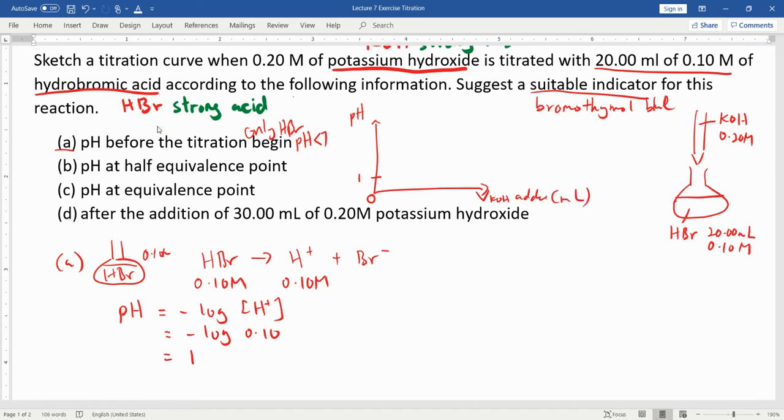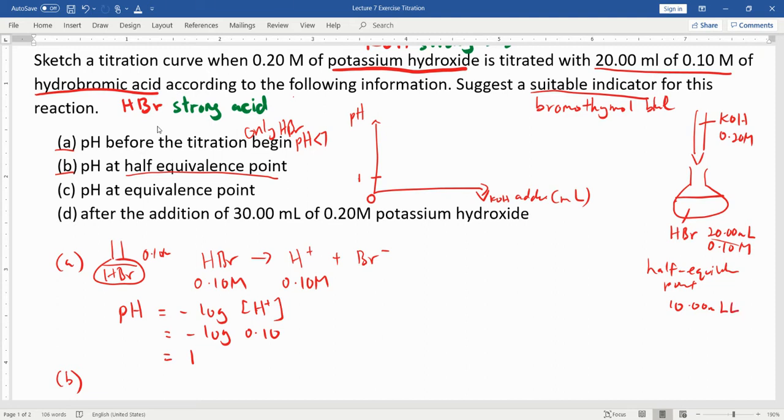Now we have solved number 1, when there's no KOH added. Now we solve number 2, the pH at half equivalence point. Remember, half equivalence point is referring to half of the volume of the analyte. So half equivalence point means that the analyte will be only 10 ml.